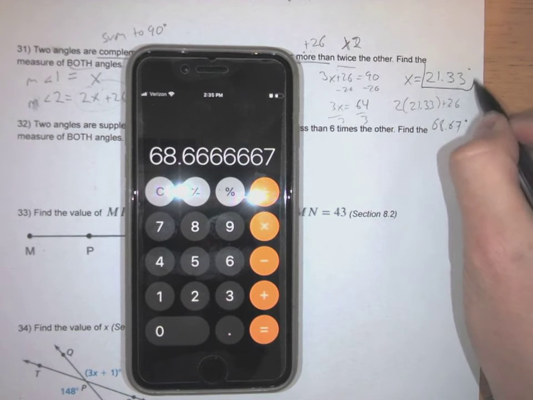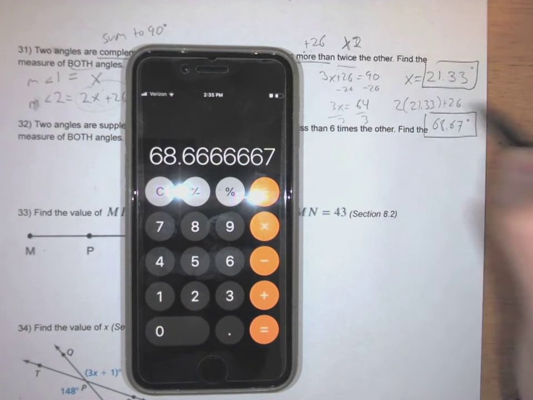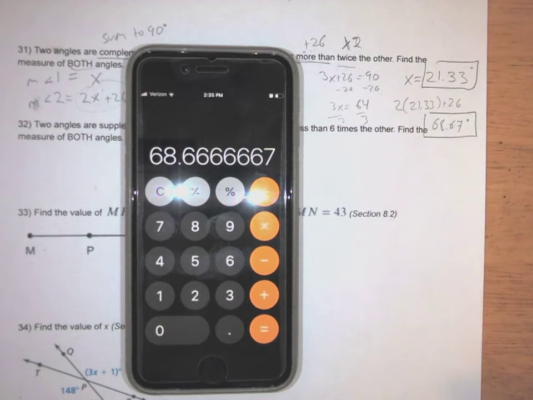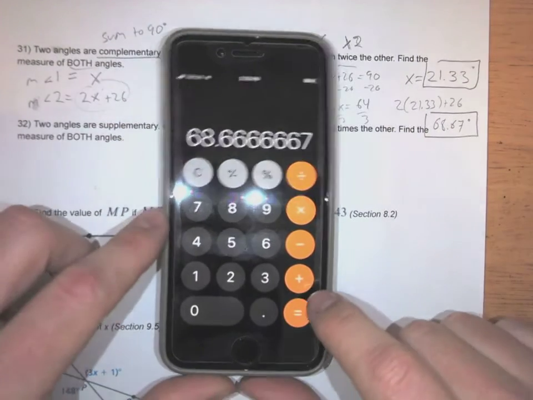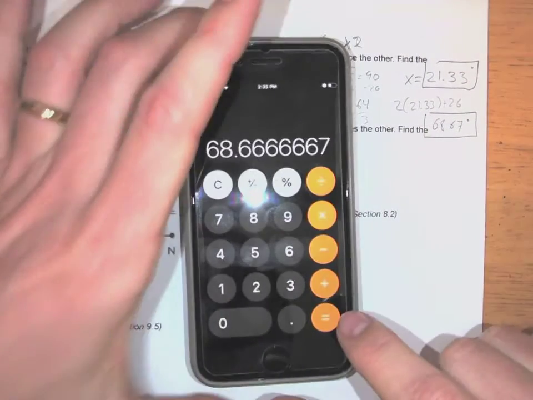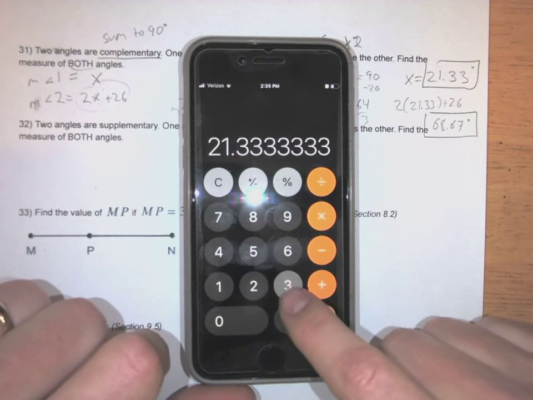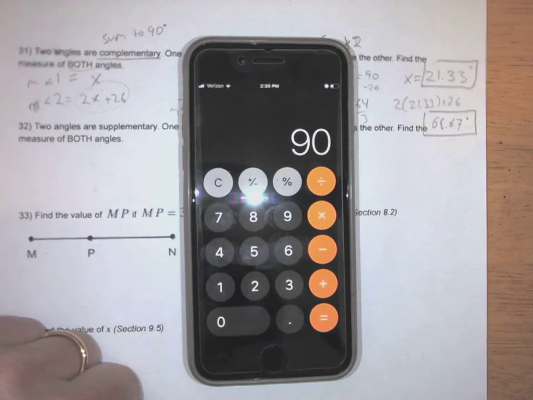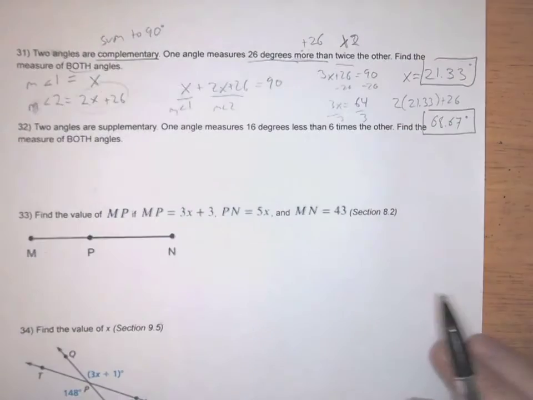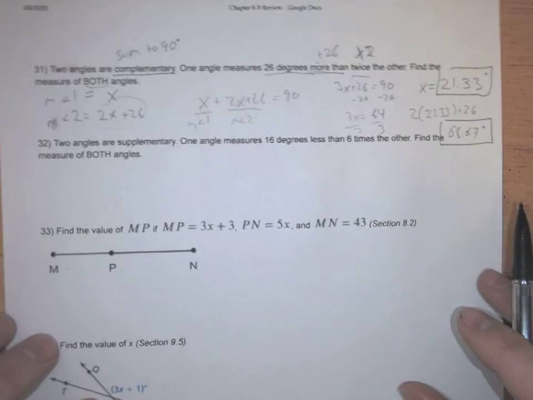So this is one of the angles we were after, and this is the other angle we were after. Are they complementary? It looks like if you added them together, you'd get 90. So let's add this to, just to double check, 21.3333333333. There you go, complementary.